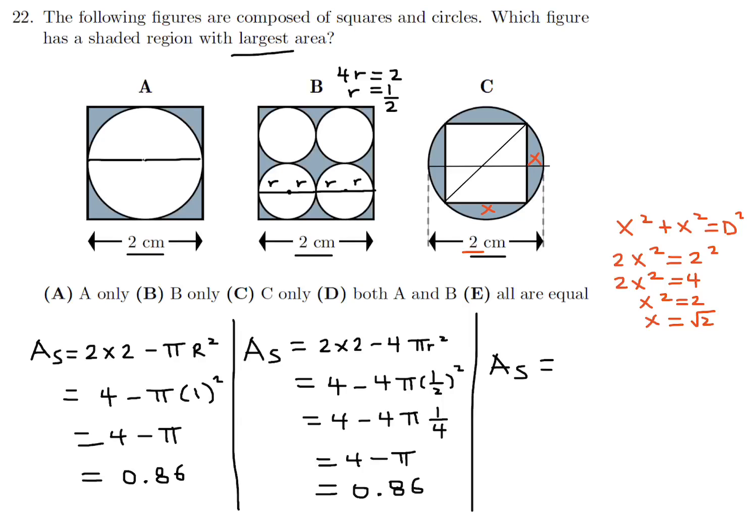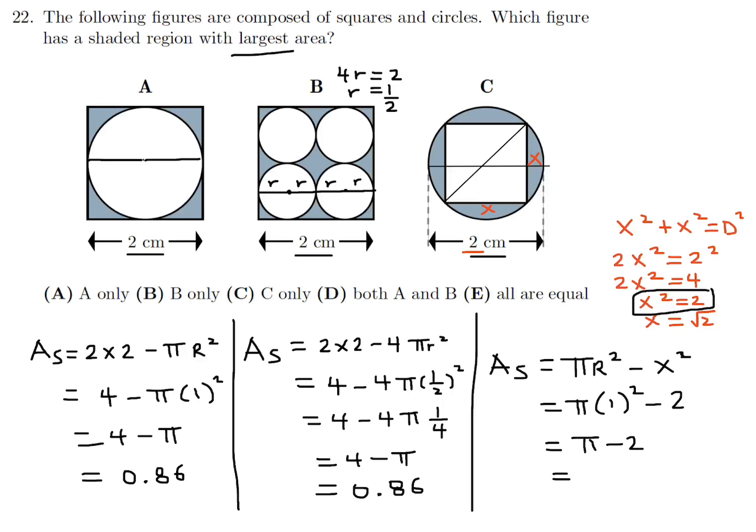This time it's a little bit different. It's the area of the circle, pi r squared, minus the area of the square, x squared, like that. So what's r in this case? Well, the diameter was 2, so r is basically 1. And then x squared, well, we did that already. It's right there. It's 2. So now we have pi minus 2.